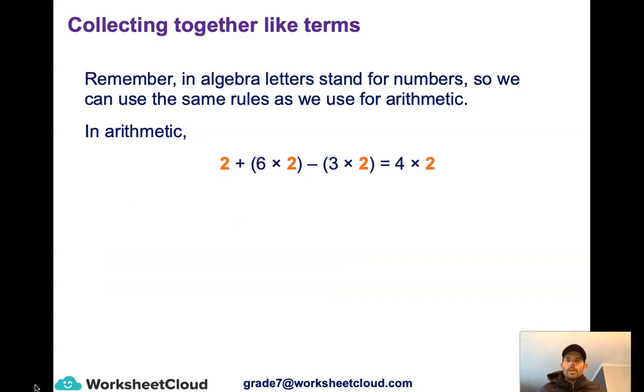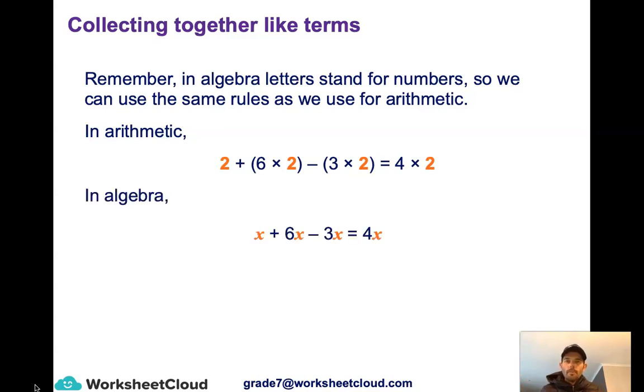Okay, so let's have a look at this. 2 plus in brackets 6 multiplied by 2 minus in brackets 3 times 2. All right? So that is going to be the same as 4 multiplied by 2. If I look at the brackets first, 6 multiplied by 2, so 6 groups of 2 minus 3 groups of 2, that's going to give you 3 groups of 2, and then you need to add that additional group of 2. So that's how we get the 4 groups of 2.